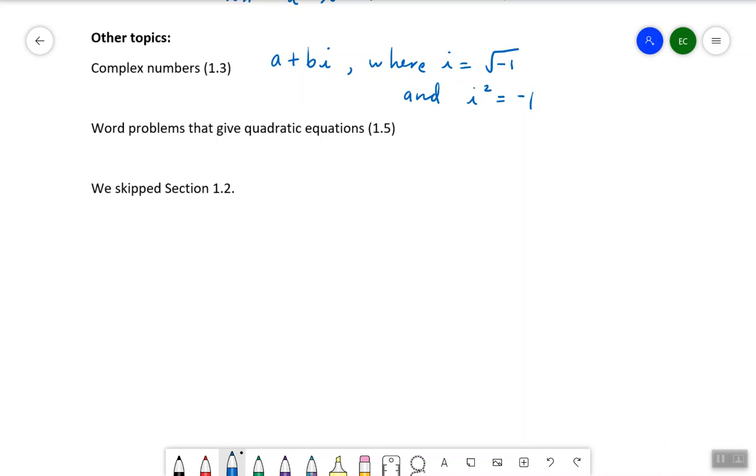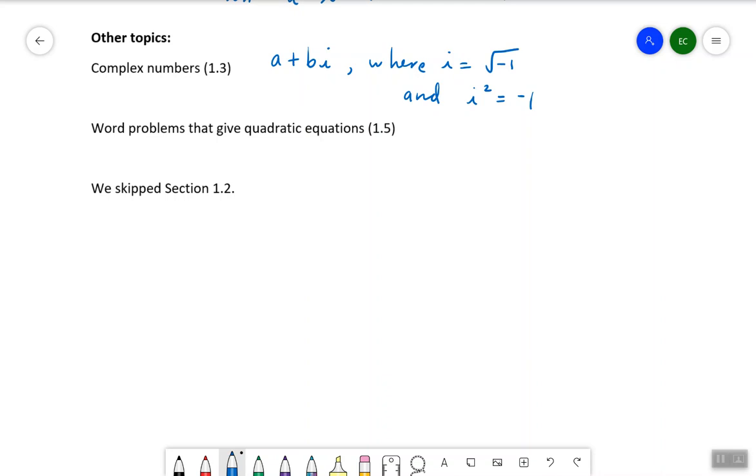Okay, just a couple more things. Word problems that give quadratic equations, that was in section 1.5. There were some formulas that you needed to know in order to do those problems. For example, the area of a rectangle, or the perimeter of a rectangle, or the Pythagorean theorem. Go back through the homework for 1.5, make a list of the formulas you needed to do the homework, and then make sure you have memorized all of those formulas before the exam. You'll need at least one of those formulas again when you're doing the exam.